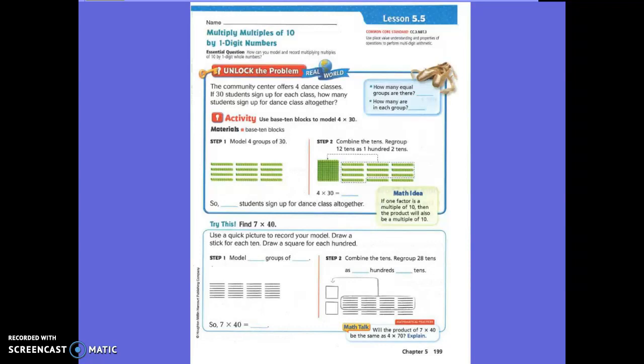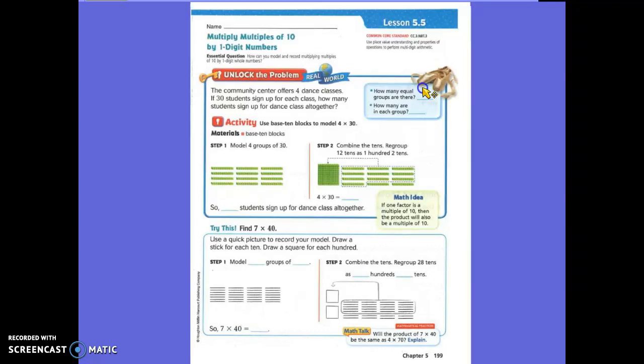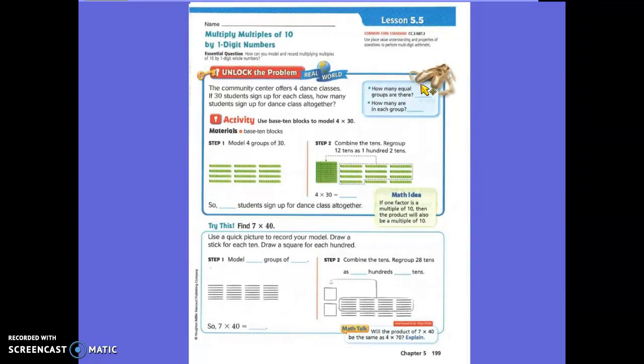Okay, how many equal groups are there in this problem, Tyson? You guys agree? Yes. Okay, how many are in each group, boys and girls? 30. You guys agree? Yes. Okay, so based on base 10 blocks, you're doing 4 times 30. This is a model using base 10 blocks showing 4 times 30. You can have 4 groups of 30 for base 10 blocks.